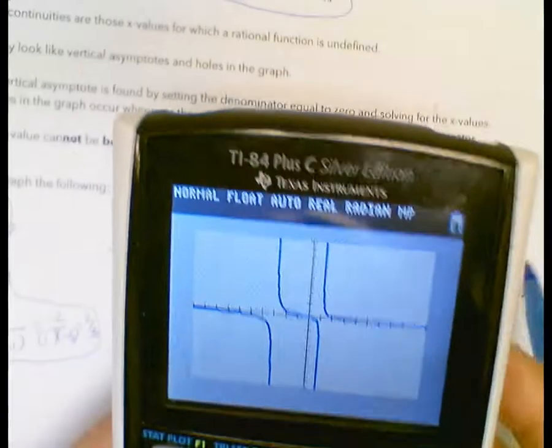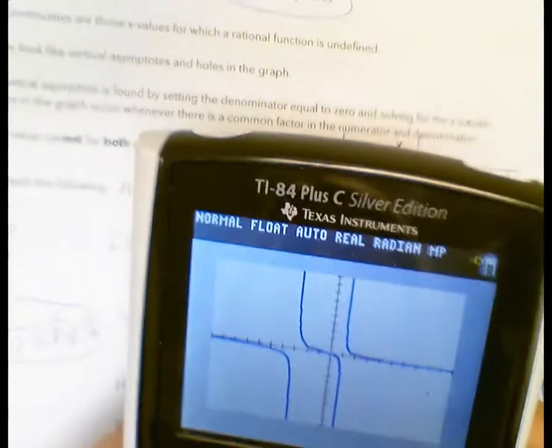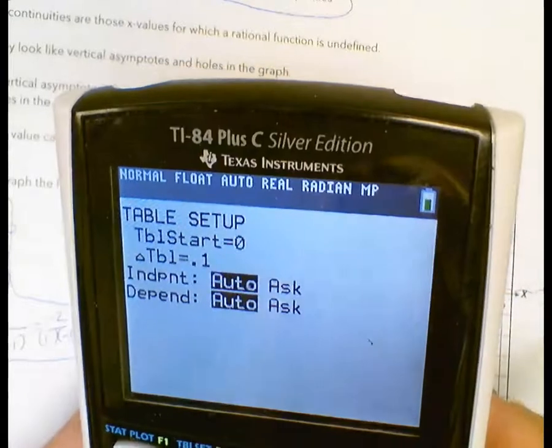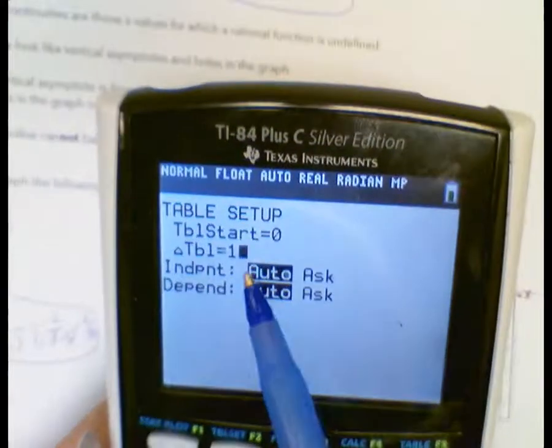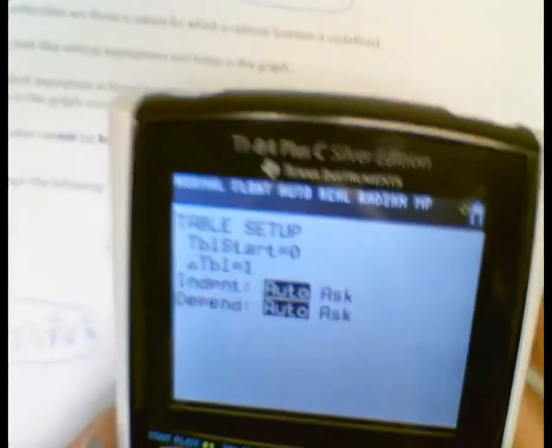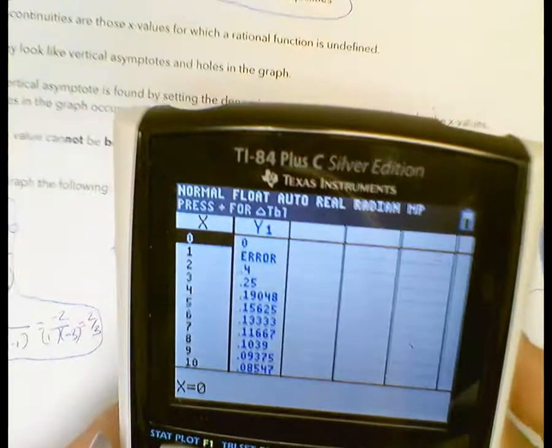So I'm going to go to my t-table, okay? Let's go to our t-table. I'm going to find, oh, this is not good. Go by ones. I went to second window, started at 0, went by ones, and then pressed second graph to look at my t-table. All right, do you see the error? There's an error at 1.